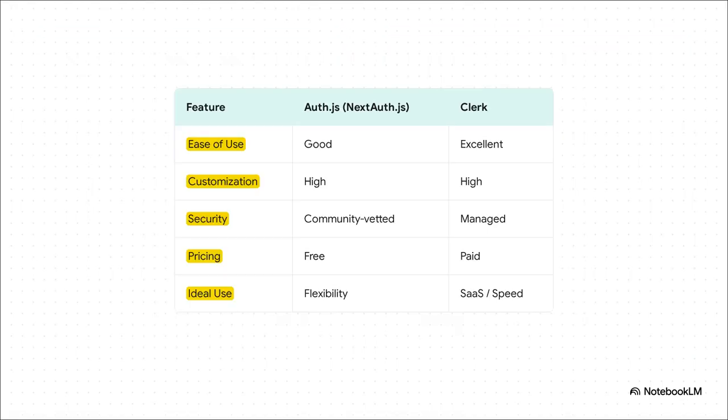This table really frames the core decision perfectly. On one side, you have Auth.js. It's open source, it's free, and it gives you total flexibility, which is amazing for deep customization. On the other side, you have Clerk. Now, it's a paid service, but it's basically off in a box. It gives you beautiful, pre-built components and managed security that's just ideal for shipping a product fast.